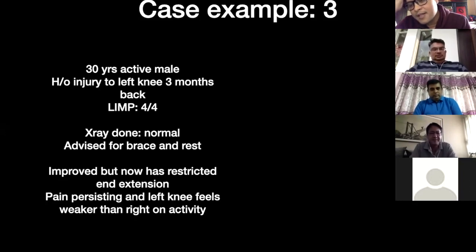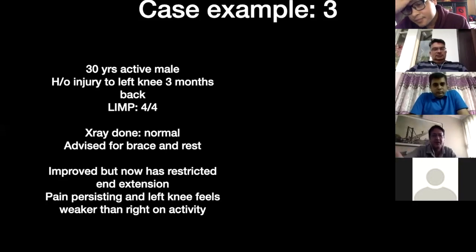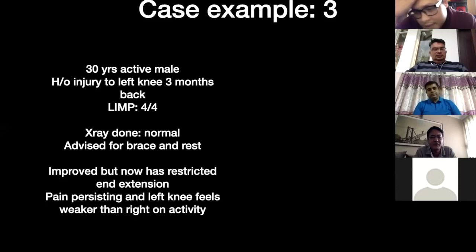Lachman is, there is some excursion, but endpoint is good. Okay, extension restricted. What about his pivot shift? Anterior drawer, pivot shift negative. Not too much pain persisting. Yes, left knee feels weaker.